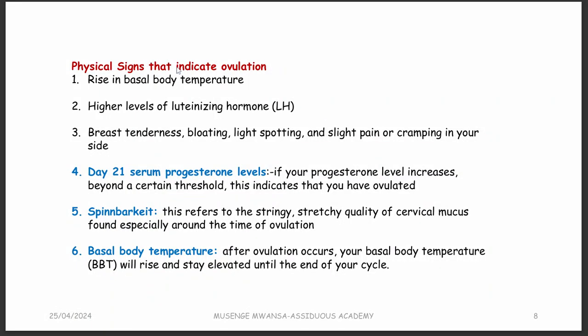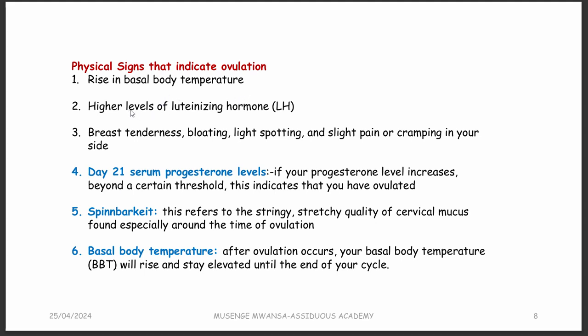What are some physical signs that someone has ovulated? They have released the egg. There's going to be a rise in basal body temperature. So the body temperature is going to be high, and this is actually used as a contraceptive method. You have a girlfriend or a wife, and you notice that there is a high basal body temperature. You know that ovulation has happened, so you avoid sex in that period because pregnancy can happen.